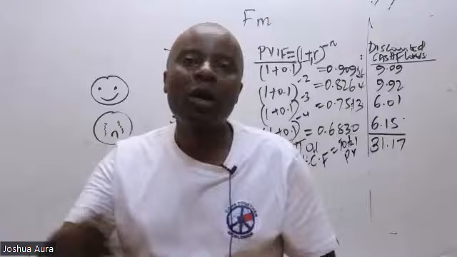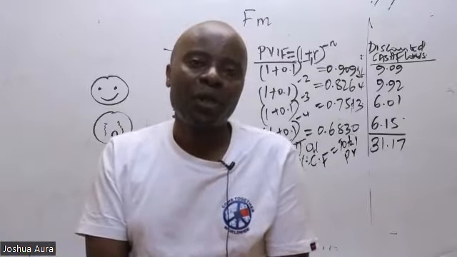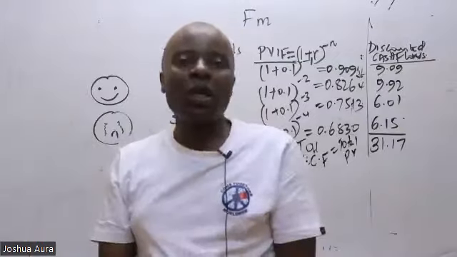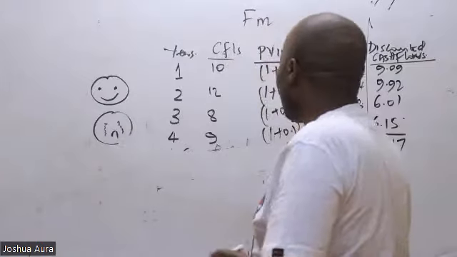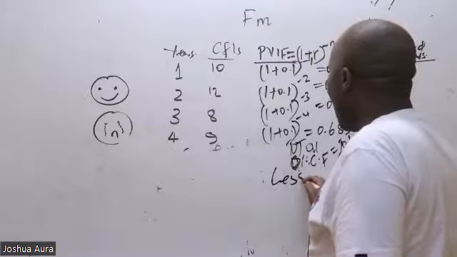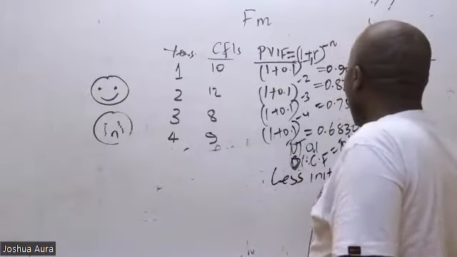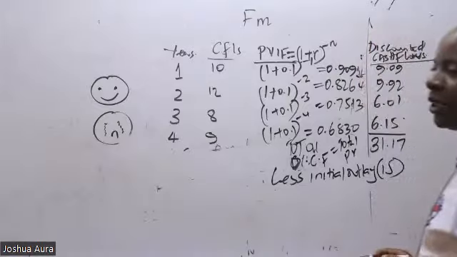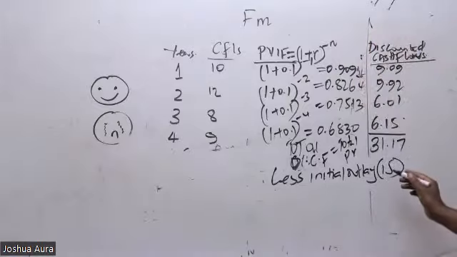Now, once you get the total present value, the next thing will be for you to subtract your cost of the project. You subtract your initial outlay. It's called initial outlay. So you less initial outlay. Is there somebody who could remind us? I remember it was 15. The initial outlay was 15.